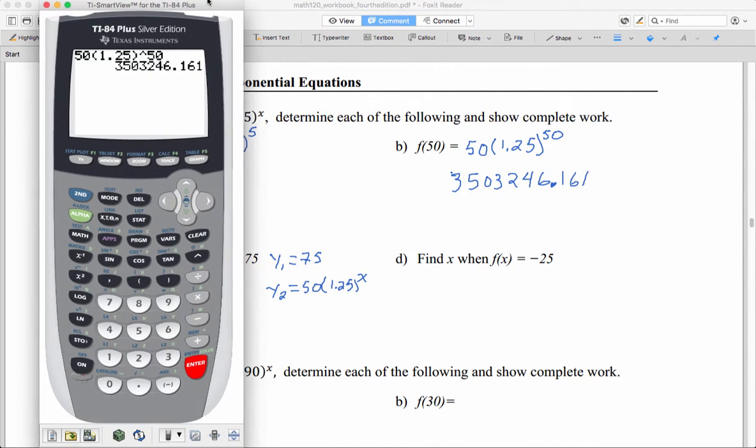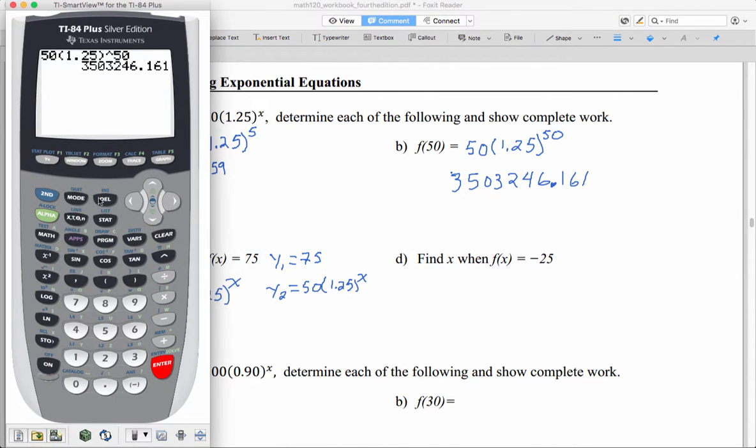Okay, so let's get our calculator out here, move it off to the side just a wee bit, hit our y equals, and we'll put 75 into y1, and we'll put 50 times 1.25 raised to the x power into y2.